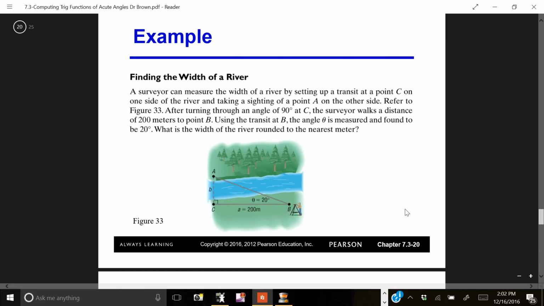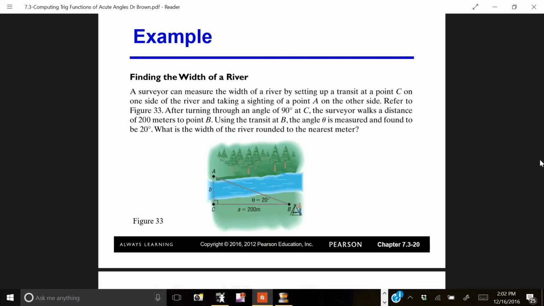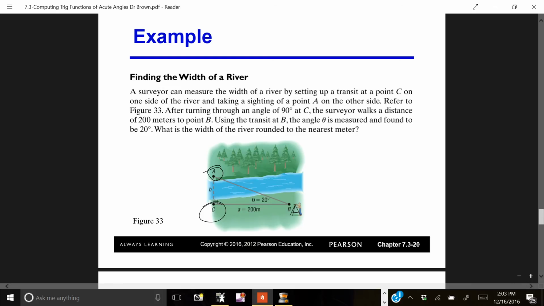Now let's work another problem. We're going to find the width of a river here. Notice you have a surveyor that sights a point on the other side of the river and sights a point C on his side of the river. And he's standing here with his transit. And he notices that if he's 200 meters away from point C, he gets an angle looking at the point across the river of 20 degrees.